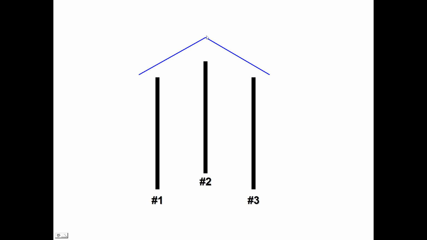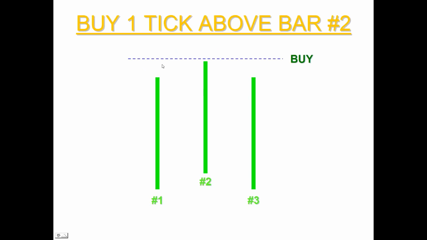So you have a kind of rooftop look to it right here. The highest of the bars is bar number 2. What we want to do is apply the PET-D and make sure that all 3 of these bars in the 3-bar pivot high are green. If they are green, that means we will buy once we trade 1 tick above bar number 2, provided that the remaining bars continue to be green.